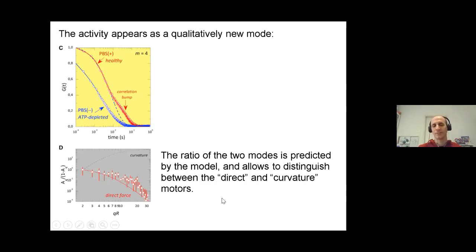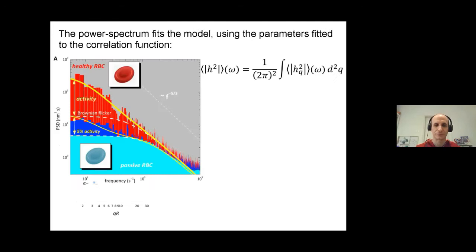So there are several things here which I think are interesting. First of all, there is a qualitatively new feature in the spectrum, and that feature fits nicely an active mode with a typical time scale. And furthermore, by comparing to this simple model, you can even tell if it's a direct type of active forces or a curvature type of active forces.